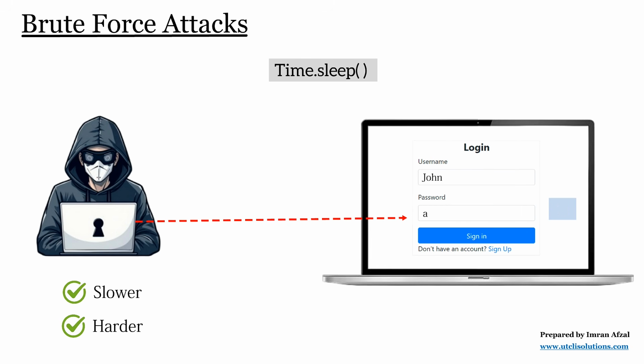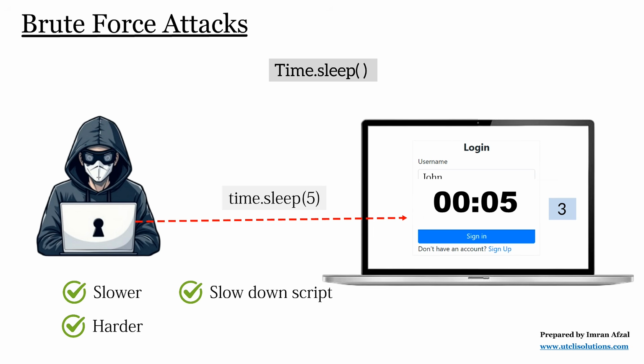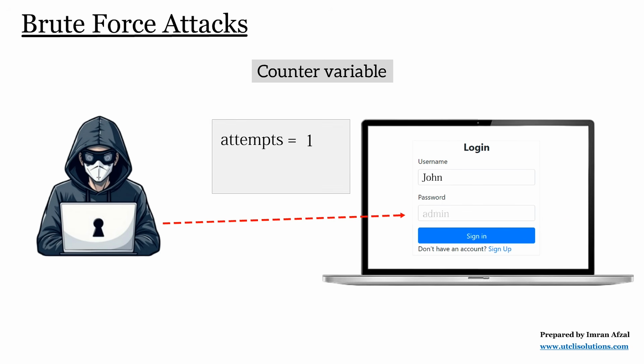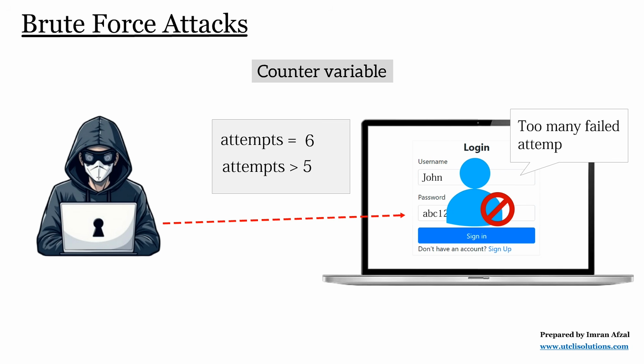For example, after 3 wrong password tries, we can make the system wait for 5 seconds using the line time.sleep with value 5. This will not stop a real person, but it will slow down a script that tries hundreds of passwords in seconds. Another way is to use a counter variable. We can create a variable like attempts and increase it every time someone enters the wrong password. If attempts become greater than 5, we can block the user or show a message like too many failed attempts.